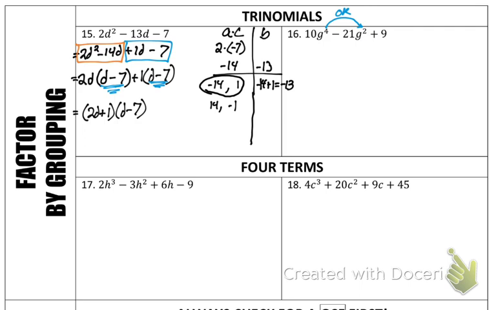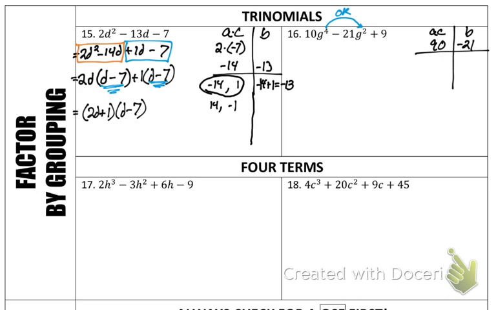We can do our A times C, our Beyonce column. A times C would be 10 times 9, which is 90. Our B is 21. I think the hardest part about factor by grouping is this step. What can I multiply to make 90, but also adds to negative 21? 33. What was that? 33. 30 and 3. I don't think that's going to work.